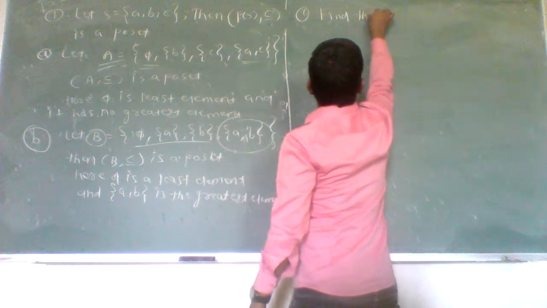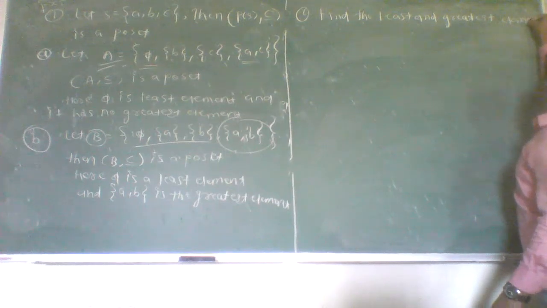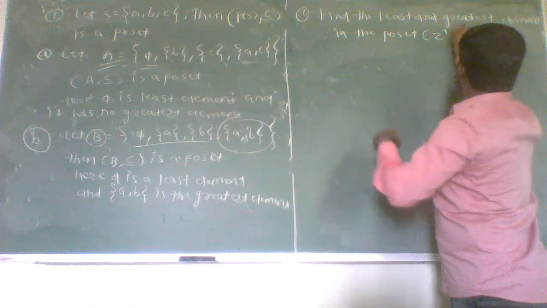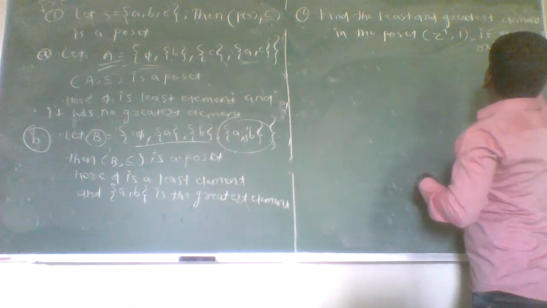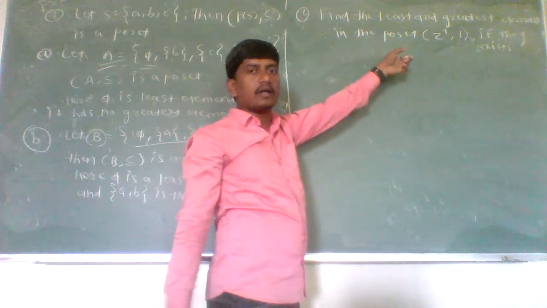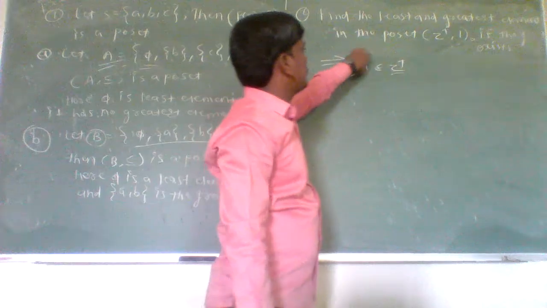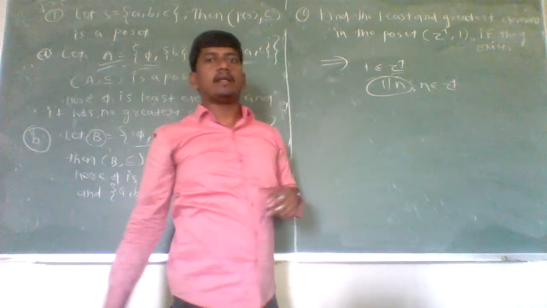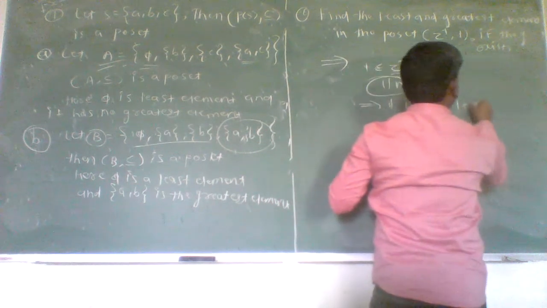Okay. Now, second example is find the least and greatest element in the poset Z plus with division. If the greatest and least elements exist, then we have to find them in the poset Z plus with division relation. Now, what is the element which belongs to Z plus? Z plus is nothing but the set of positive integers. Okay, as one is belonging to Z plus and one divides every n, where n is belonging to Z plus, as one is related with every element, then from the definition of least element, one is the least element.